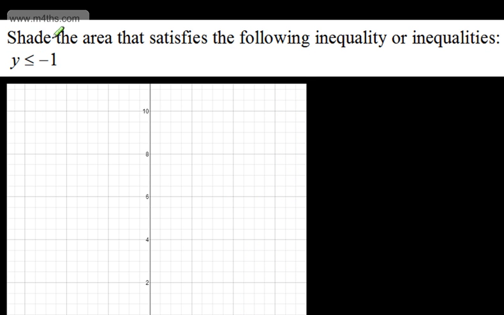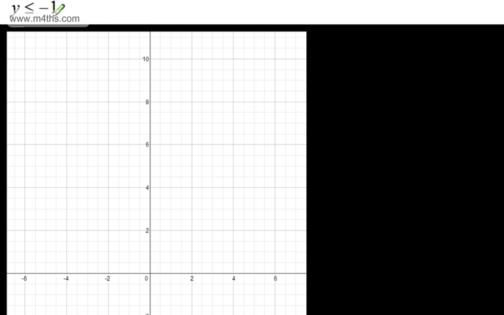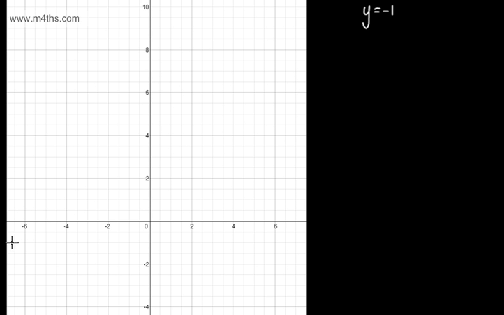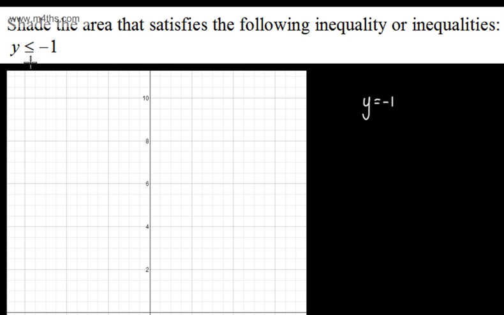Okay, we're asked to shade the area that satisfies the following inequality or inequalities. So y is going to be equal to or less than -1. So all I'm going to do is simply locate the line y is equal to -1. We can see that this is inclusive, so I'm going to have now a solid line. So get my solid line. The line y equals -1 is a horizontal line, and it's just here. We're looking for all values that are going to be equal to or less than.